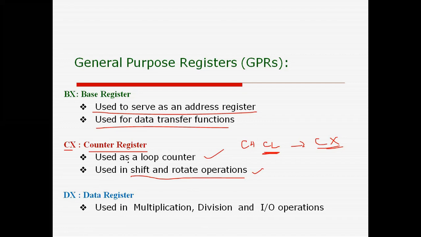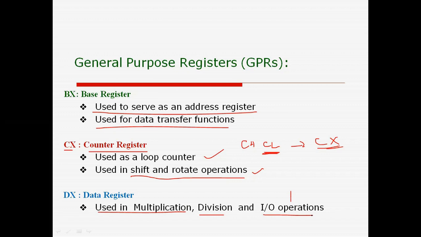So this DX register is known as the data register here. The purpose of this DX register is that it is used in multiplication, division and IO operations. As we discussed earlier, for performing multiplication, division and IO operations, one of the data must be in the accumulator.